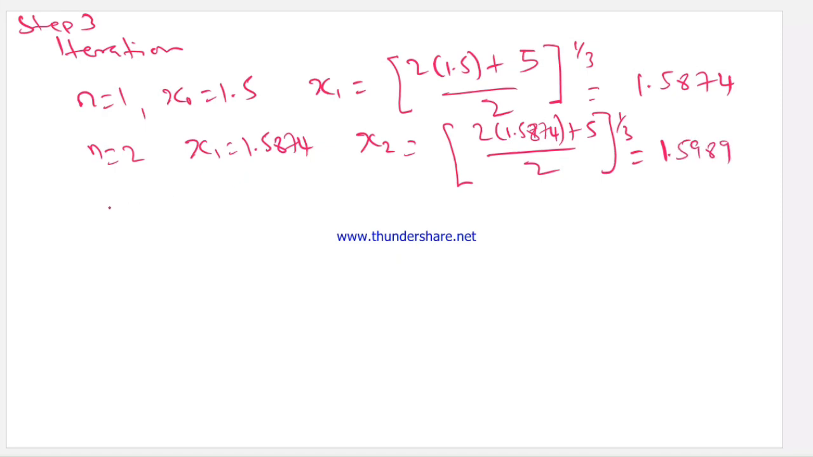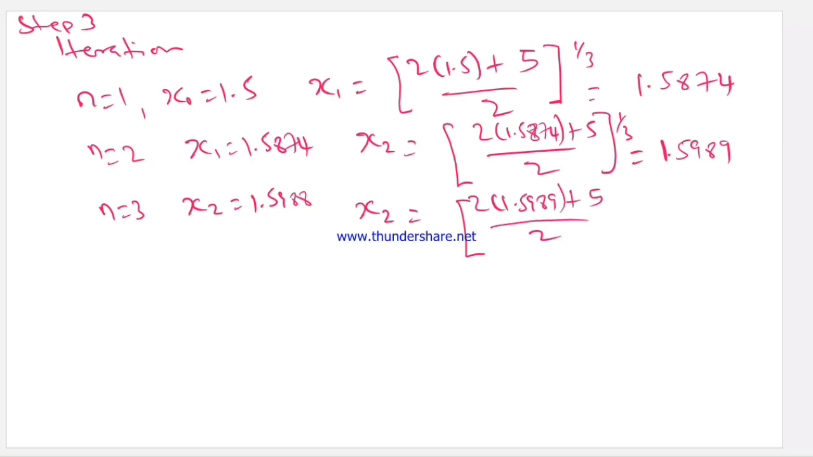So then we continue. The third step to get our x3 is to use x2, 1.5989. Let's use that to get our x3. So 2 times 1.5989 plus 5 divided by 2.